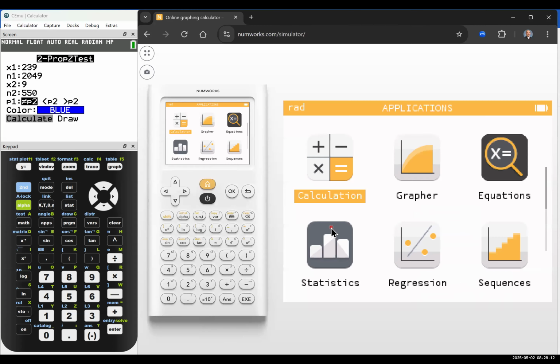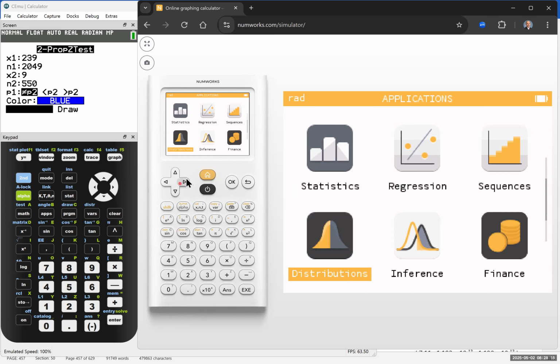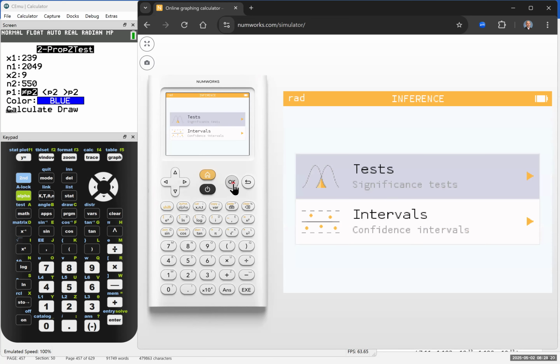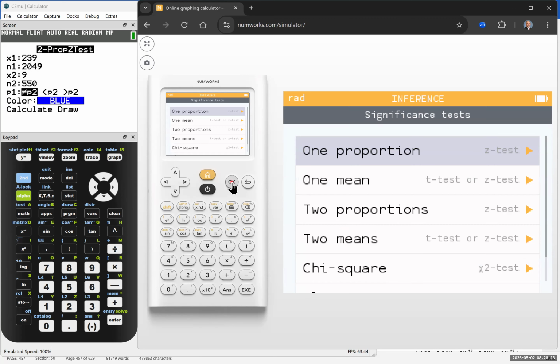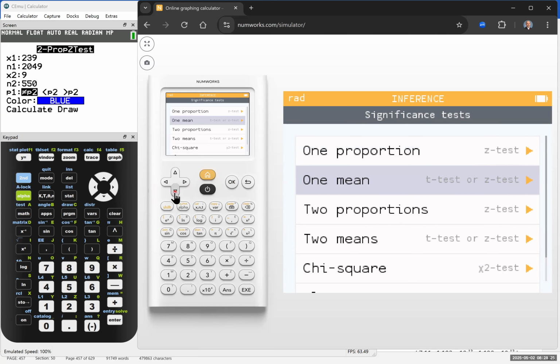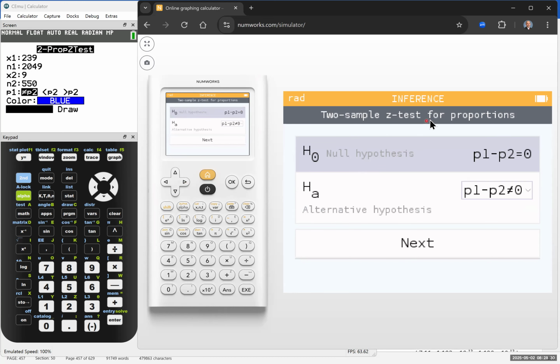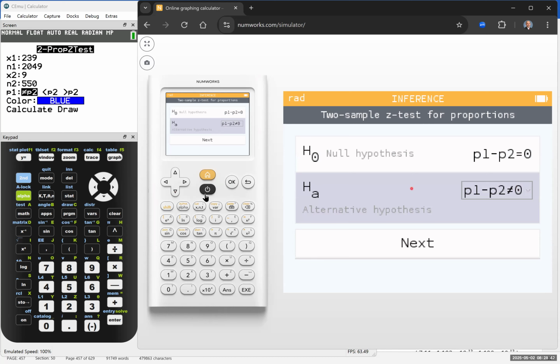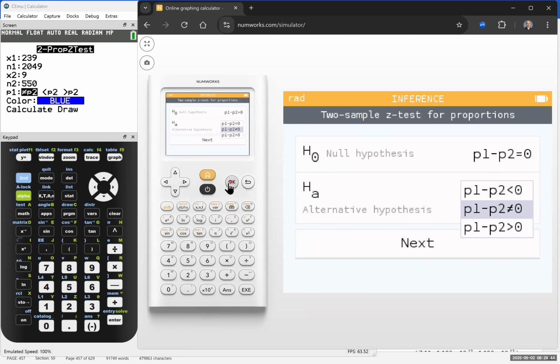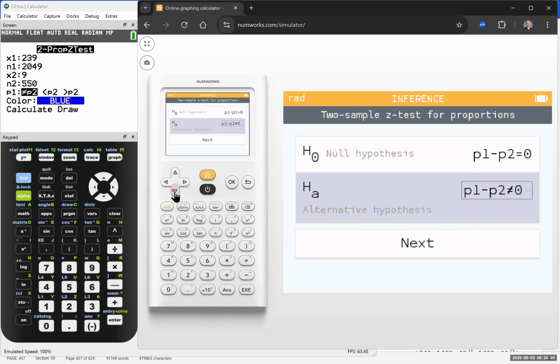So let me go down to inference. We want to do a test. Now we've got two proportions this time. We want to do a two proportion z-test. The null hypothesis is that the difference is zero, meaning there's no difference between the two populations. The alternate hypothesis is not equal to, so that looks like it's already correct. I want to make sure that one is selected. So go next.